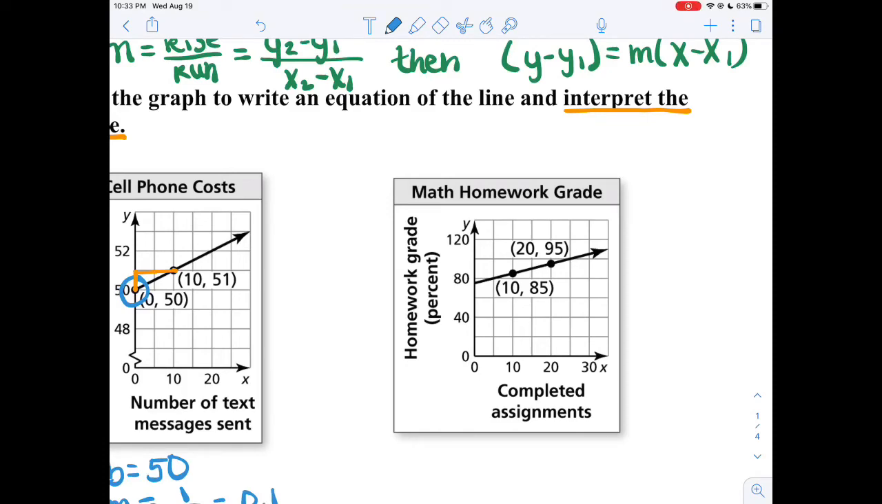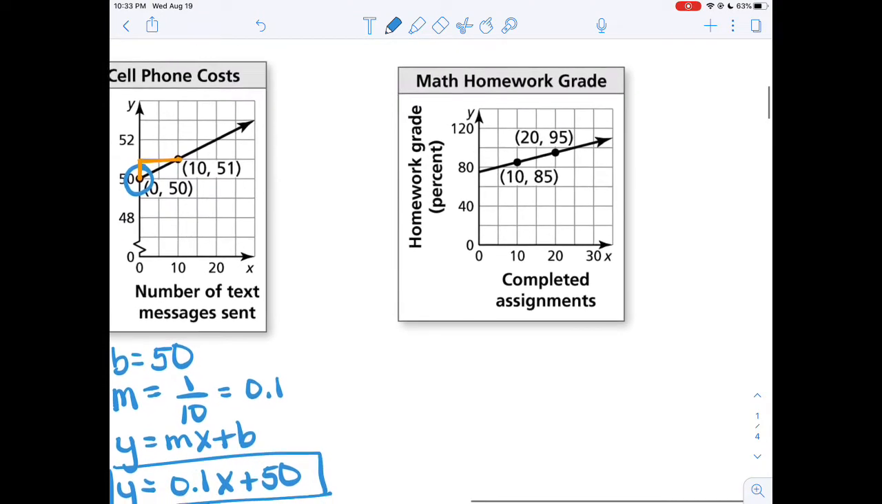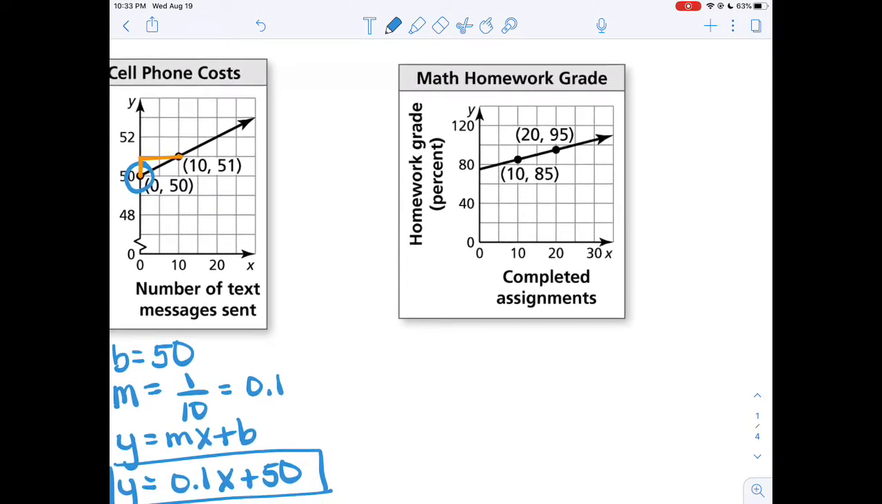Let's look at one more example today. This example is talking about a math homework grade. And as you can see, the number of completed assignments is related to your homework grade or percent. So you can see that the grade increases the more assignments that are done.